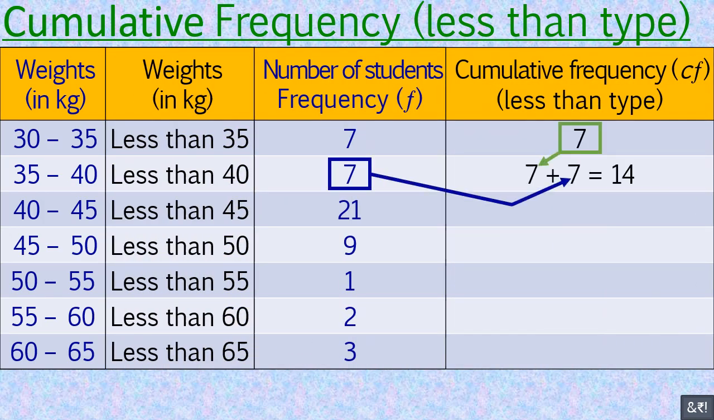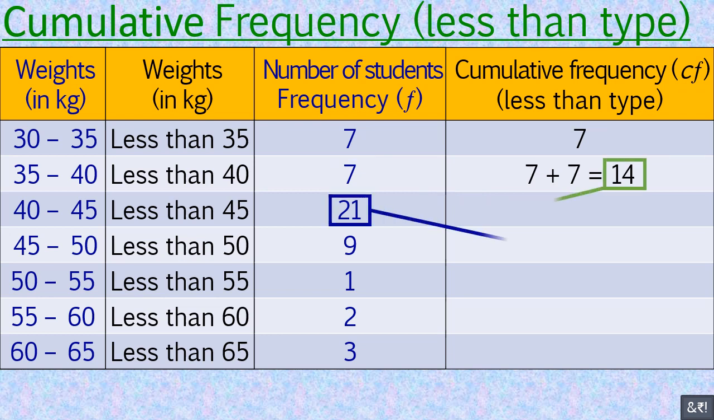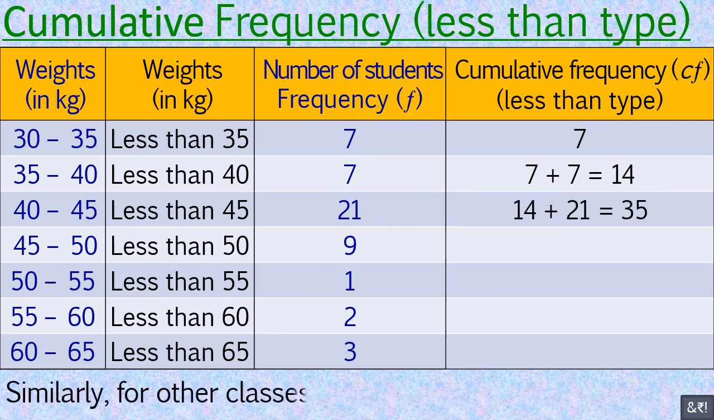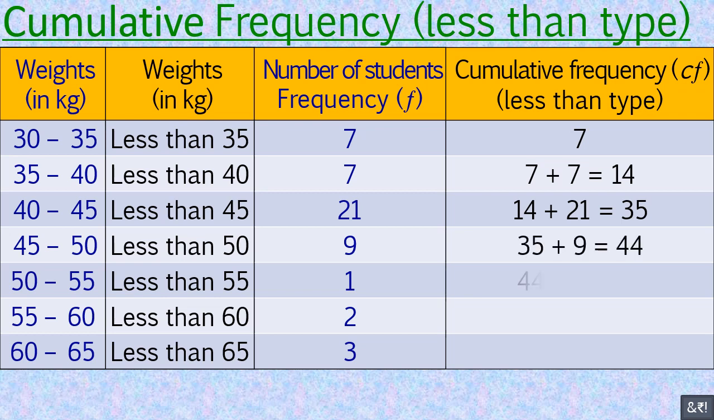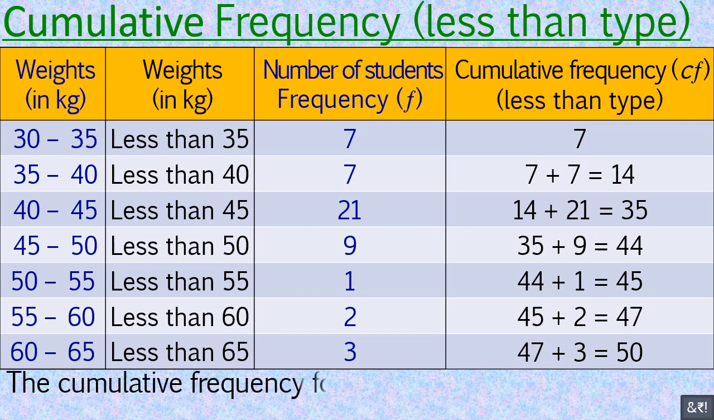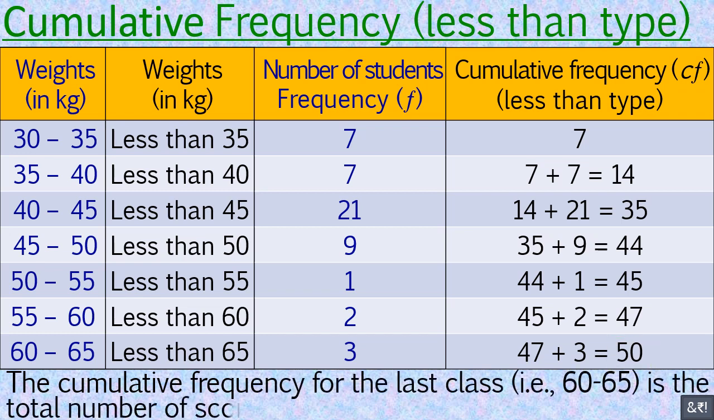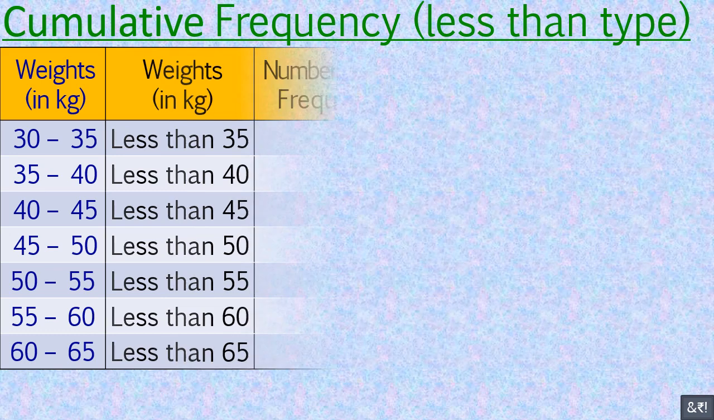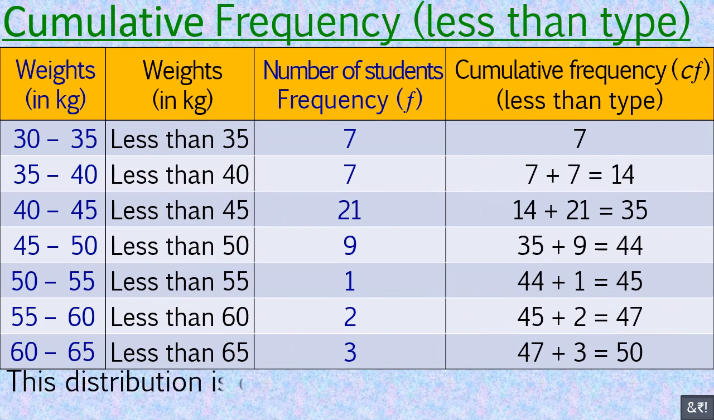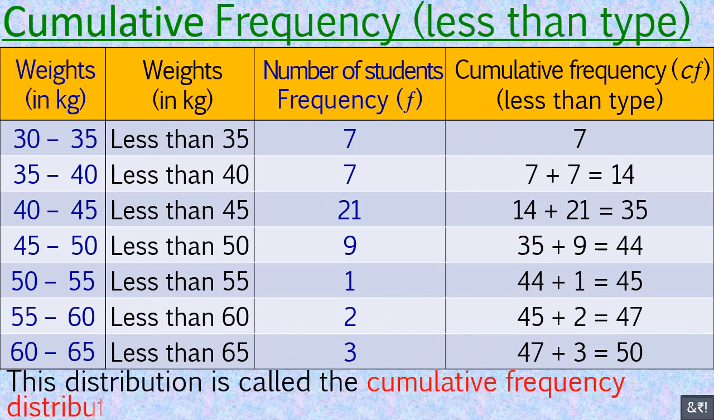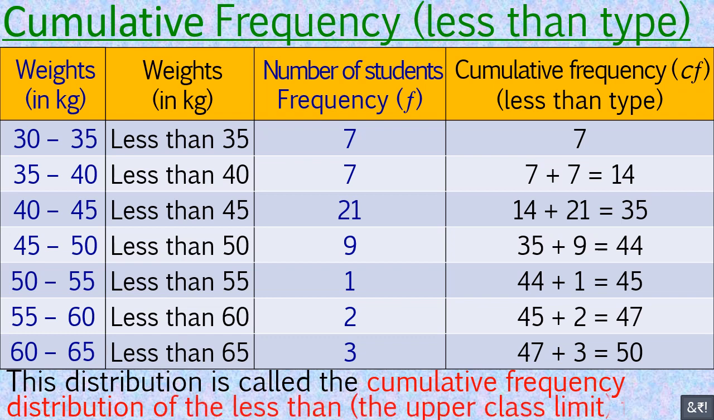7 plus 7 equals 14. 14 plus 21 equals 35. Similarly, for other classes. The cumulative frequency for the last class, that is, 60 to 65, is the total number of scores, that is, 50. This distribution is called the cumulative frequency distribution of the less than, the upper class limit, type.